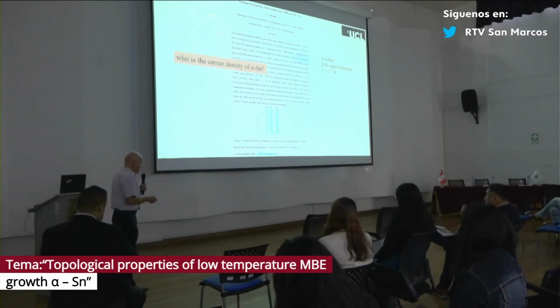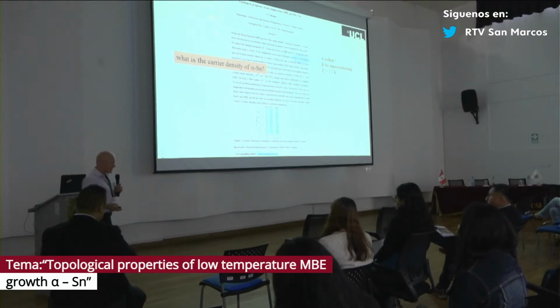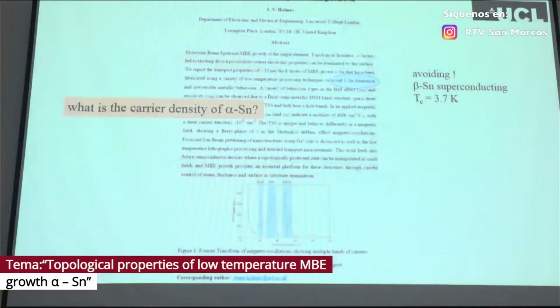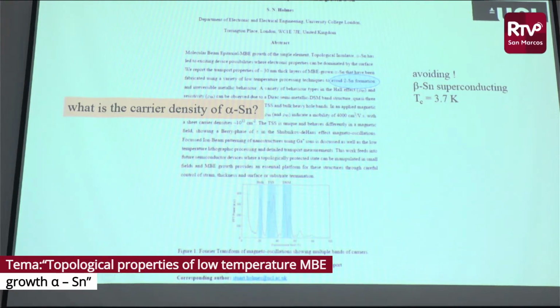The first question that I wanted to answer is a simple question. What is the carrier density in tin? Well, to determine that, we have to make a device and measure it. But as I said, we want to avoid beta tin formation. Beta tin, as you know, is a superconductor. It has a TC of 3.7 Kelvin.